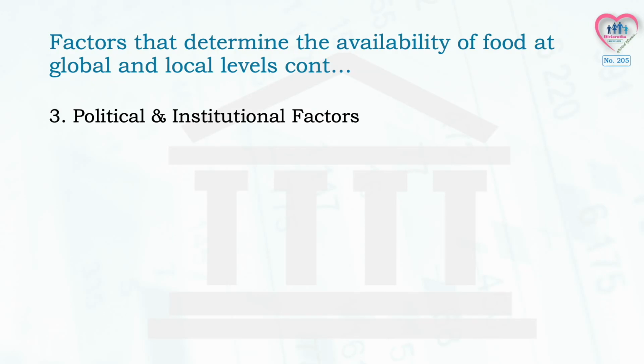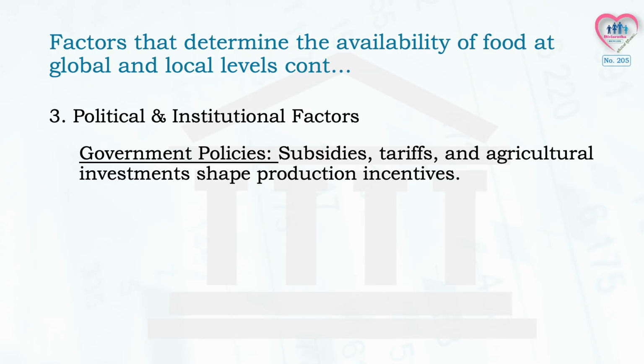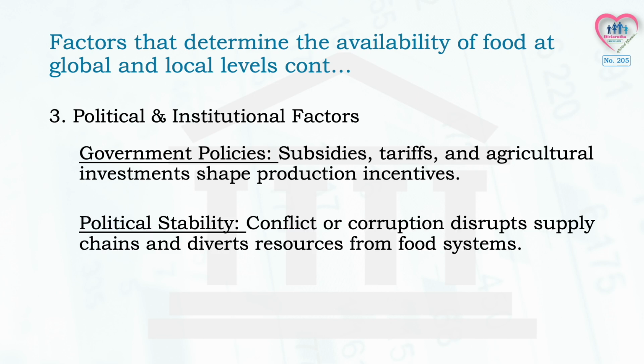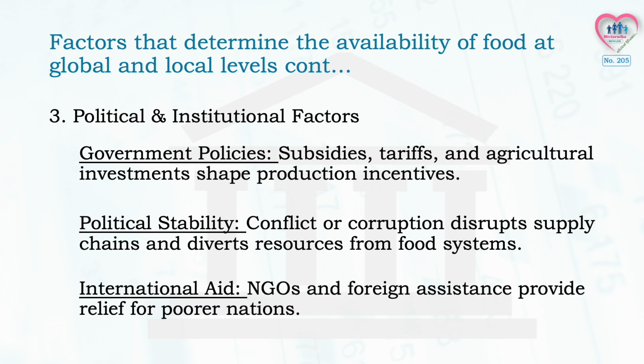Third is political and institutional factors. They can manifest as government policies. Subsidies, tariffs, and agricultural investments shape production incentives. Political stability. Conflict or corruption disrupts supply chains and diverts resources from food systems. International aid. NGOs and foreign assistance provide relief for poorer nations.